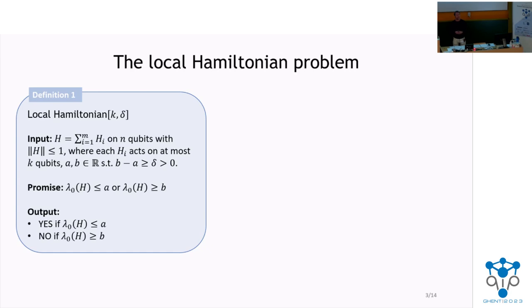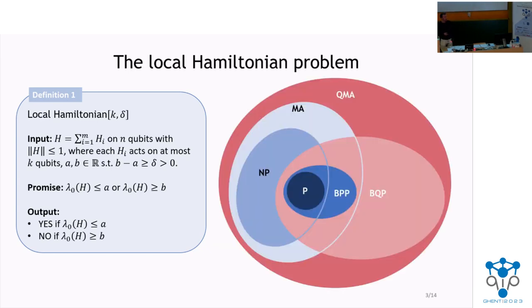And then your task is to output yes if the ground-state energy, which will be denoted here as lambda subscript 0 of H, is smaller than a, or you output no when it's greater or equal than b, with the promise that either one of those two is the case. And it's already very well known for a long time that in general this problem is QMA-complete. Already for k greater or equal than 2, and when the desired precision is inverse polynomial, as has been shown by Kitaev and improved by others. So there's no hope of solving this problem in the most general case, even for quantum computers.